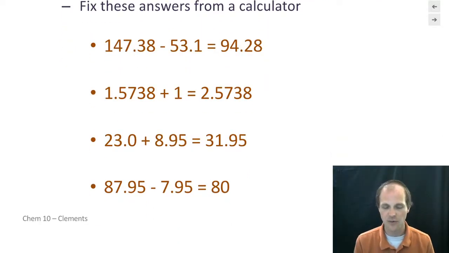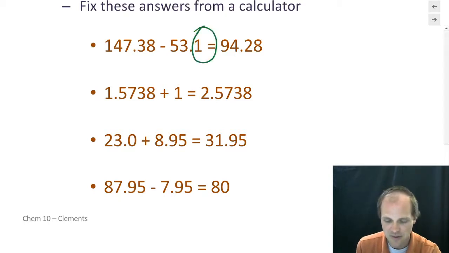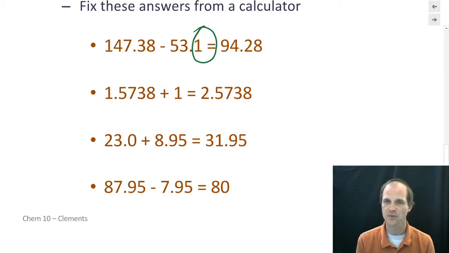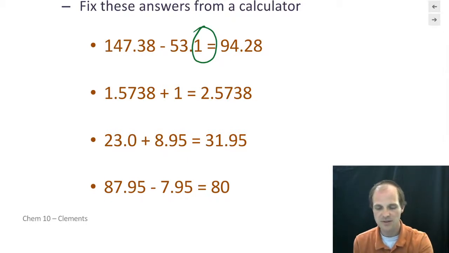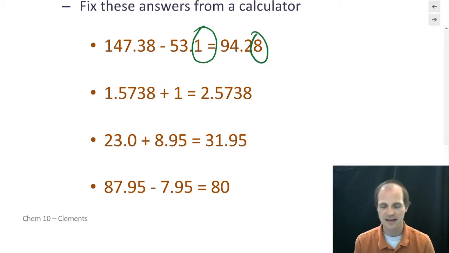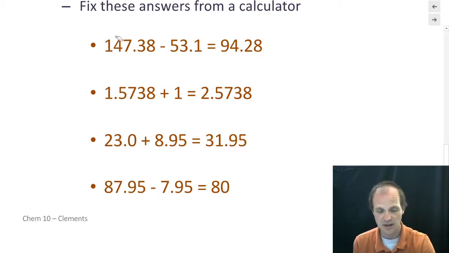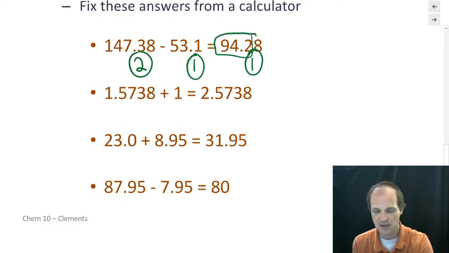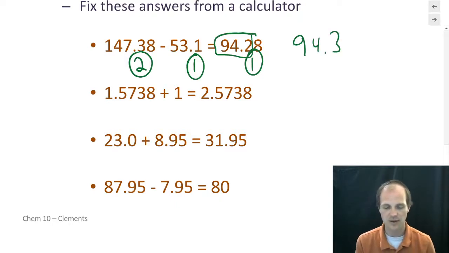147.38 minus 53.1, you put in your calculator, it says 94.28. But notice, we don't know anything about that next digit in the 53.1. We don't know if it's 53.17, we don't know if it's 53.11. So do we really know anything about that last digit there? And the answer is no. So here we have 2 digits after the decimal. Here we have 1 digit after the decimal. We're limited by our least, so we only get 1 digit after the decimal. That tells us we have to round up for the 8, and so we get 94.3.